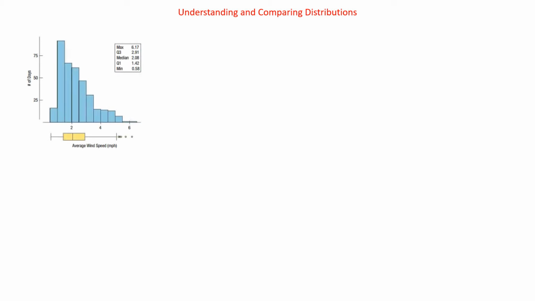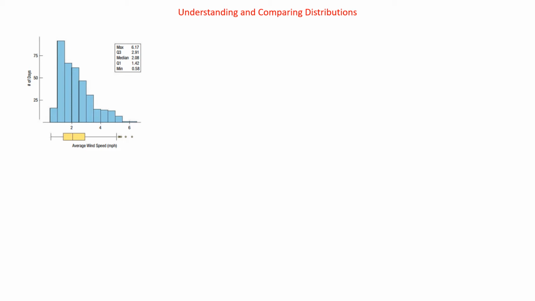So we're going to start out with just the data. It's the average wind speed for any given day, in a place. I can't remember exactly what it was, but it was some woods or something. I think it was in the Northeast. And so we have this distribution that we have a histogram and we have a box and whisker plot.